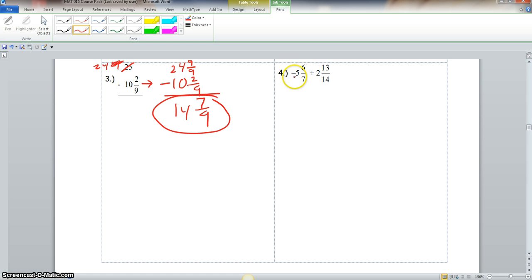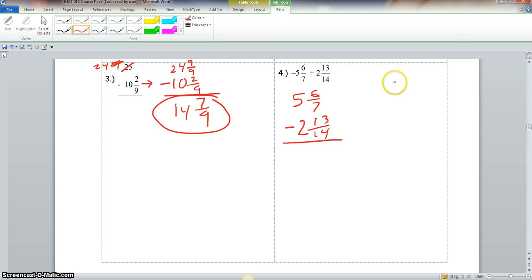Now we look here at number 4. We have a negative 5 and 6/7 plus 2 and 13 over 14. Let's disregard the negative sign for now. We know we're going to subtract, but we'll figure out what we do at the end of the problem. So we'll just say 5 and 6/7 minus 2 and 13 over 14.